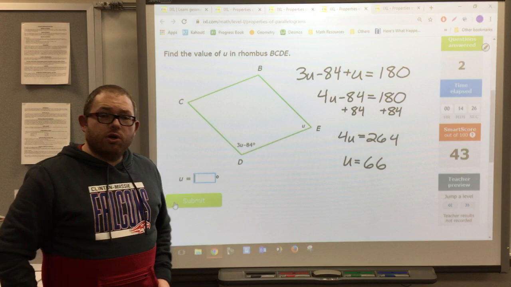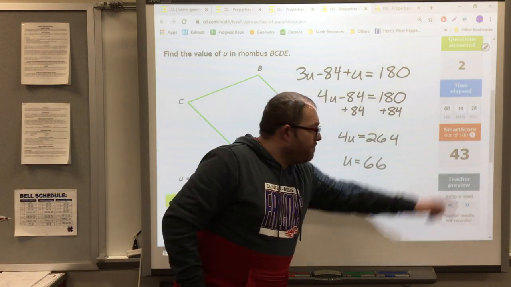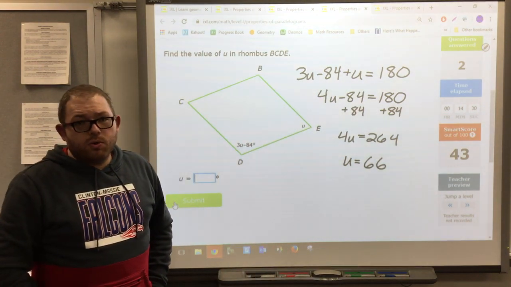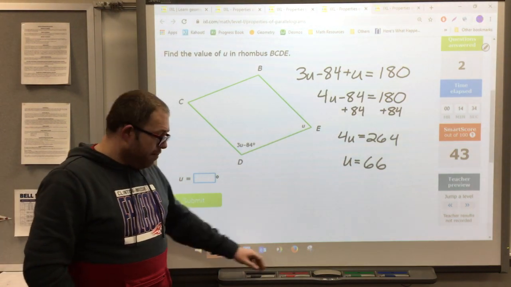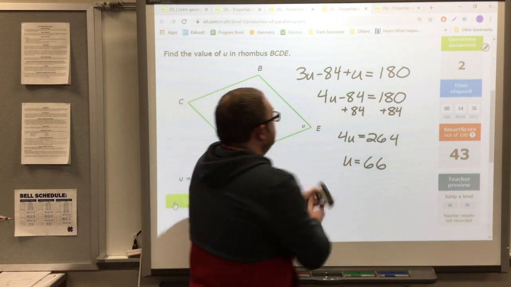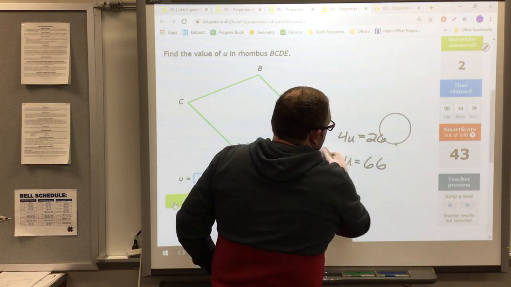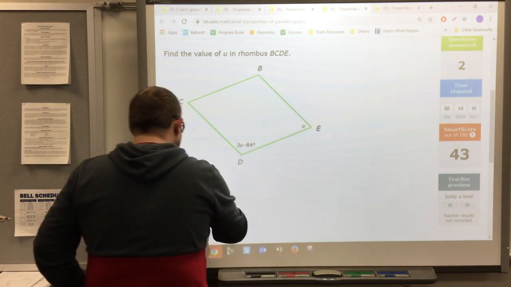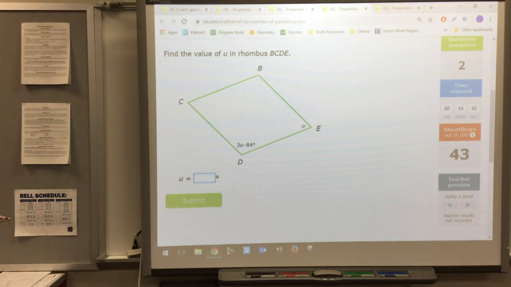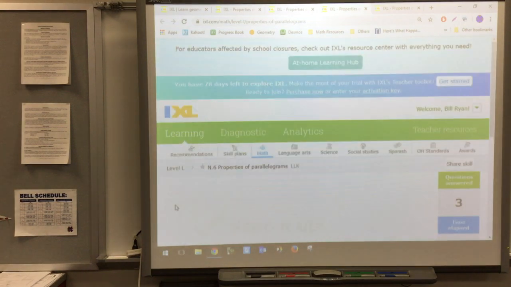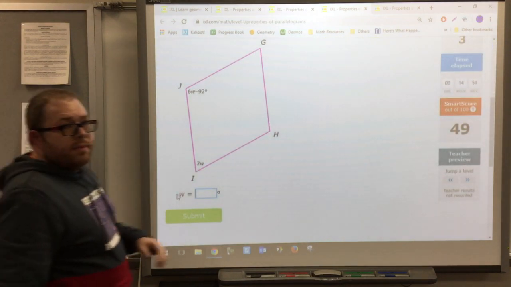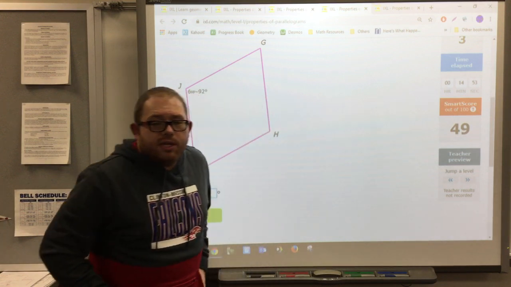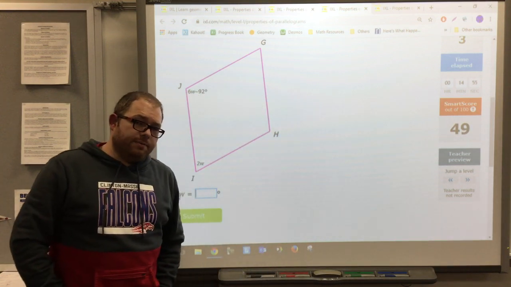You can see that currently we have 43 for our SMART score. When I plug in 66, hopefully we will see that number increase. And there you go. You can see once again the score has increased.